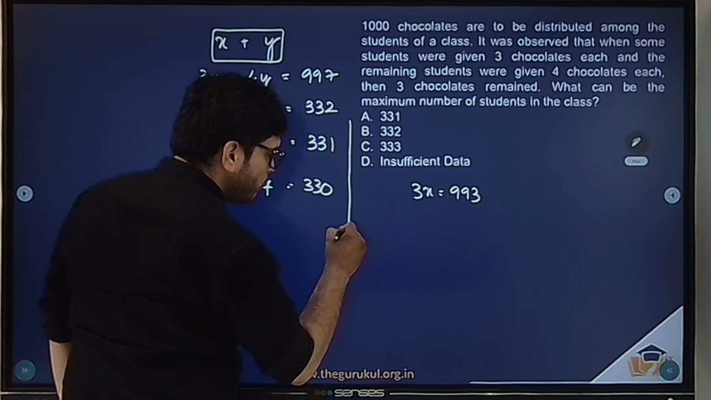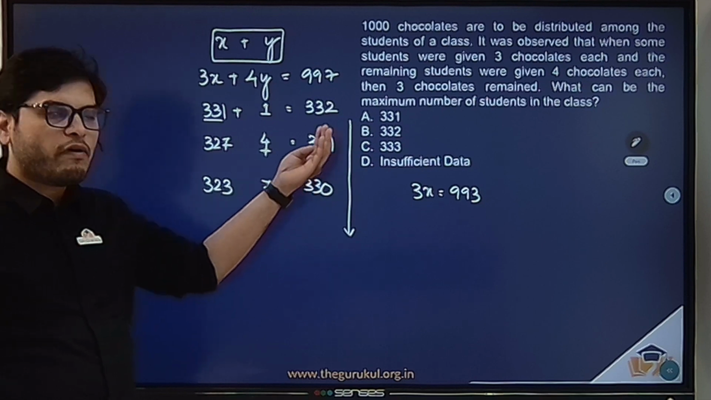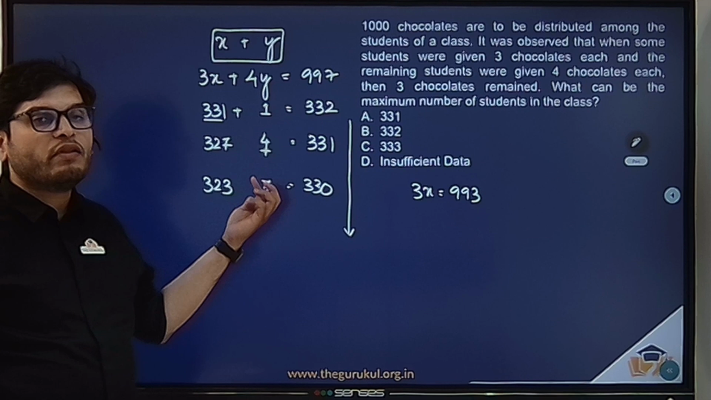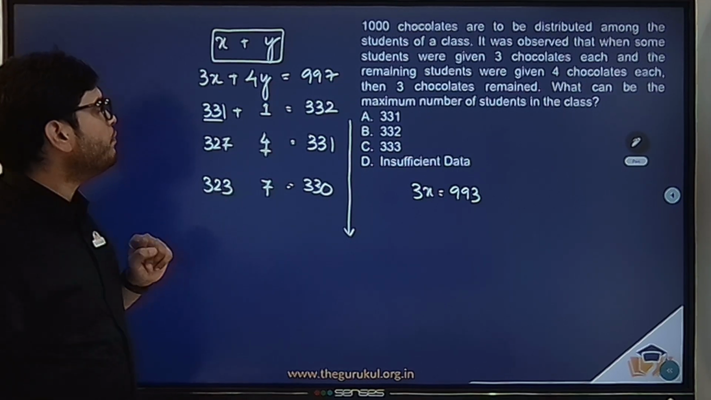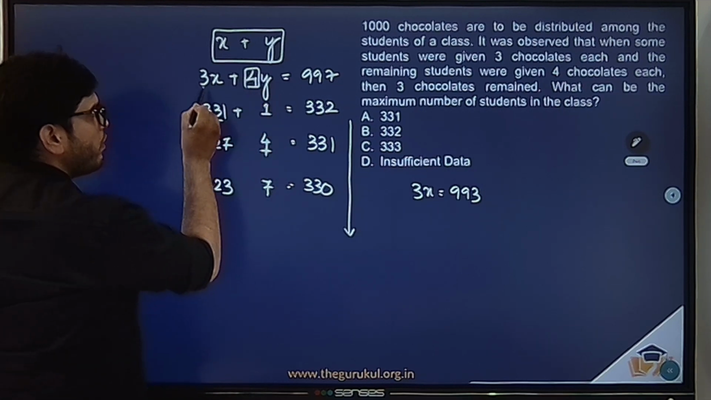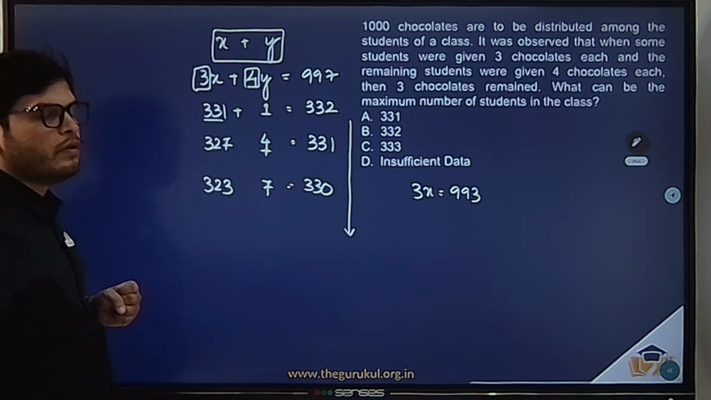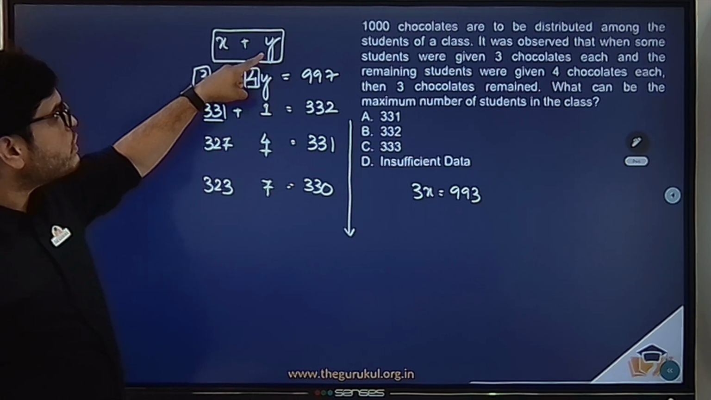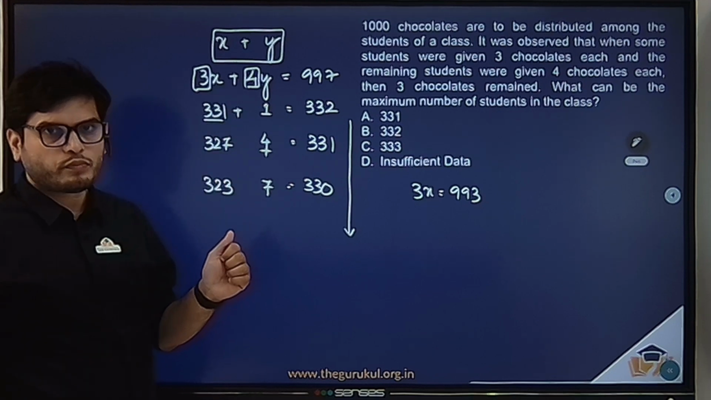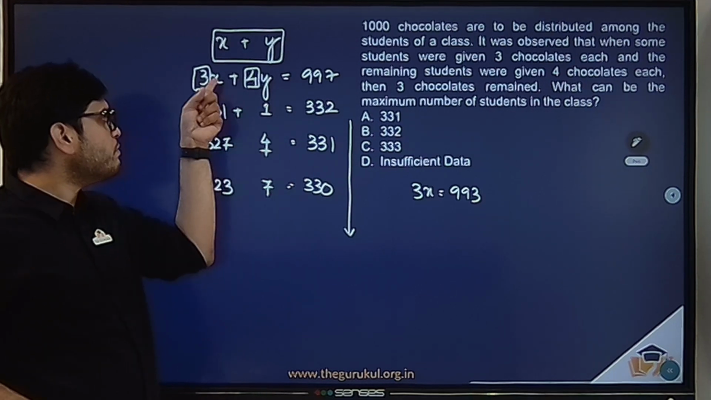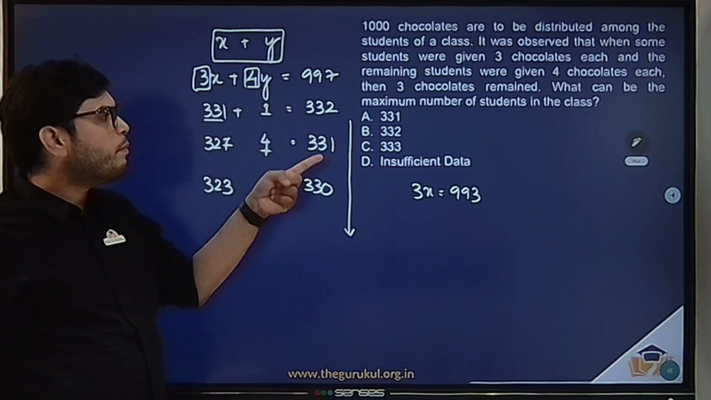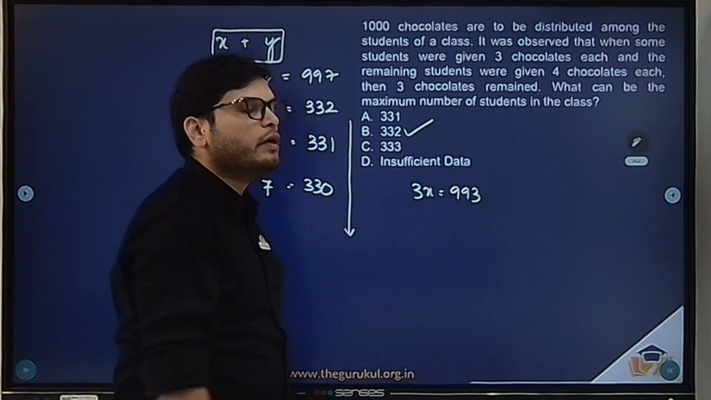And if you observe, the value of x plus y is decreasing. Right. Now this is decreasing with the increase in the value of y. The logic is simple. The weightage of y, or the coefficient of y, is 4, whereas the coefficient of x is 3. Right. Now for x plus y to be maximum, the value of x has to be maximum. Right, that's the logic. Now what is the maximum value of x? 331, and the corresponding value of y is 1. So the maximum number of students would be 332.